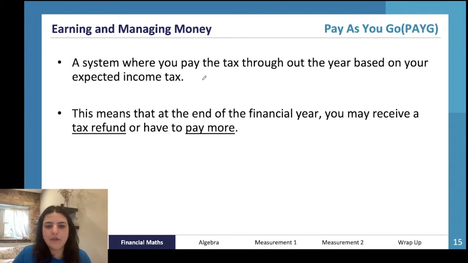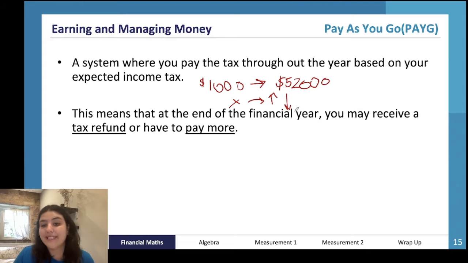So if you earn, let's say, $1,000 a week, and you do that for a couple of weeks, the government reasonably expects that you're going to earn $52,000 in a year. Now, this might not be true. You might lose your job. You might move jobs. You might get a pay rise. You might get a decrease in pay. But they suspect that you're going to earn this much money that year.